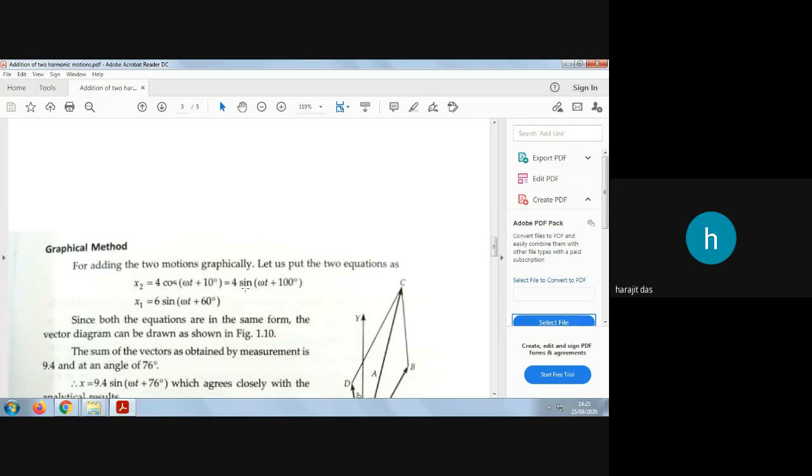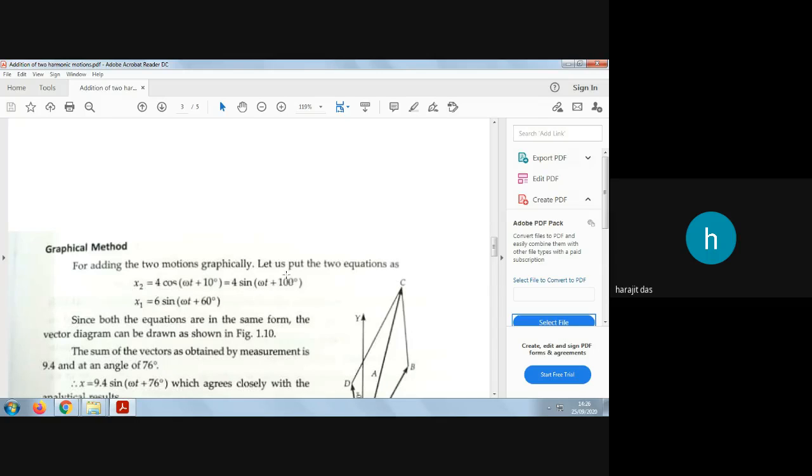When we convert this cos to sine, because these two functions are complementary, we need to add 90 degree. So cos omega t plus 10 degree equals sine omega t plus 100, as 90 will be added. Pi by 2 angle will be added to this angle, omega t plus 90 degree. So 100 degree. Because this angle is 60 degree and 100 degree is more than this angle, that is why it is taken as x2.